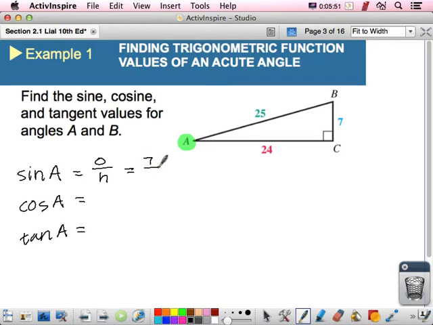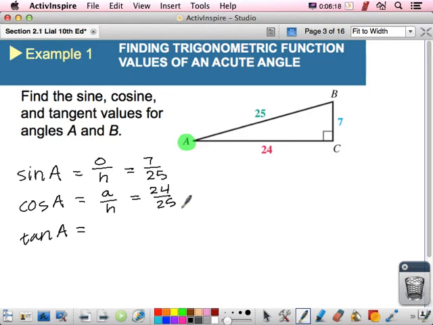7 over the hypotenuse, which is 25. So the hypotenuse doesn't change depending on which angle you're looking from, only the adjacent and opposite. The adjacent and opposite switch out. Now the cosine of angle A is defined as the adjacent over the hypotenuse, which in this case is 24 over 25.